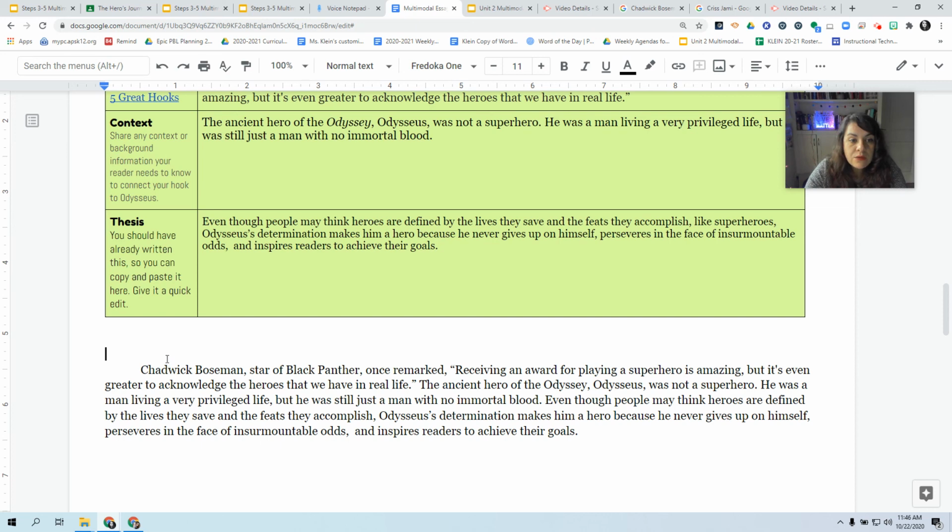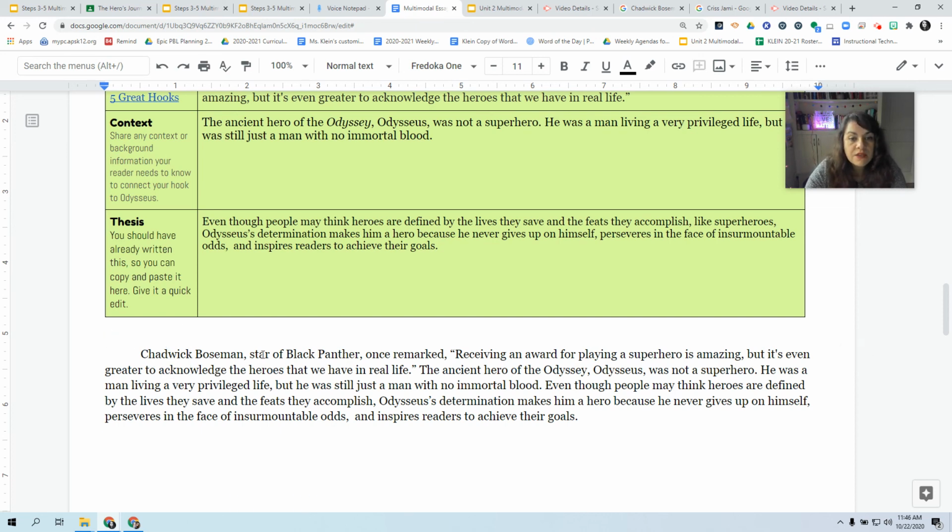All right, so then I will put my introduction together. I will read over it to make sure it makes sense. In the interest of time, I will let you read over this on the handout, but I think it makes sense. I connected Chadwick Boseman's quote to the idea of Odysseus, and I gave my thesis, my opinion of whether or not Odysseus is a hero.